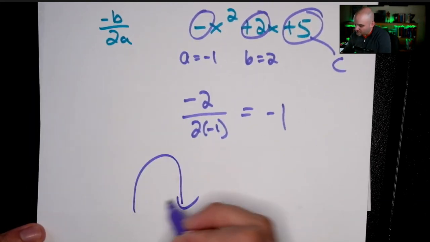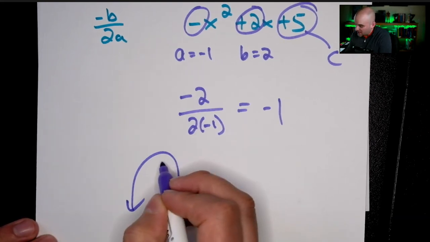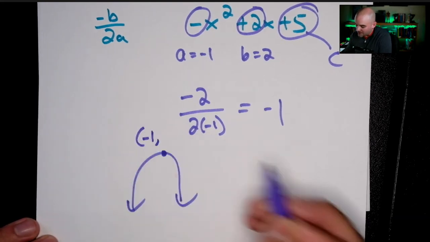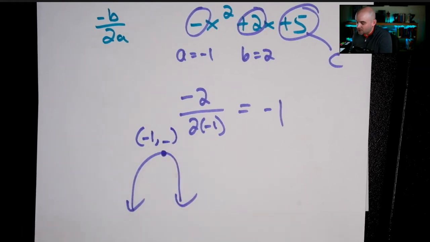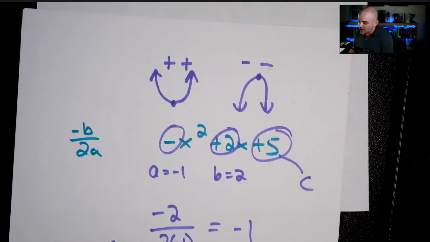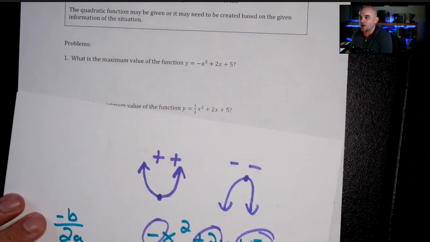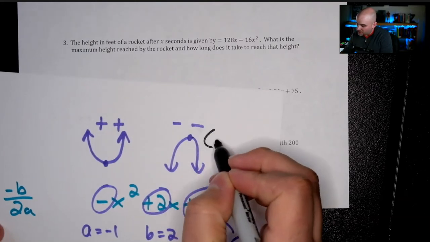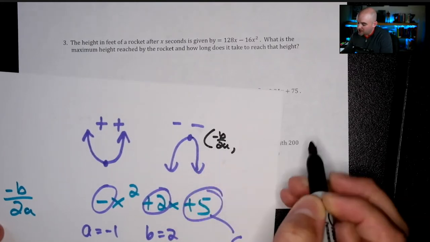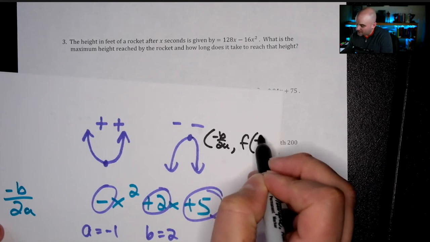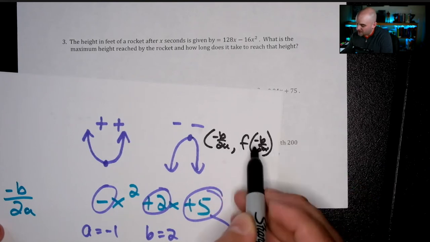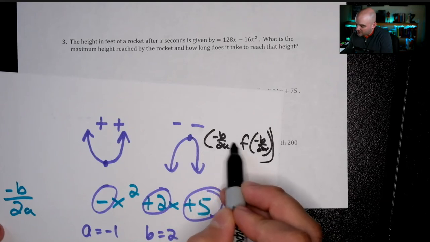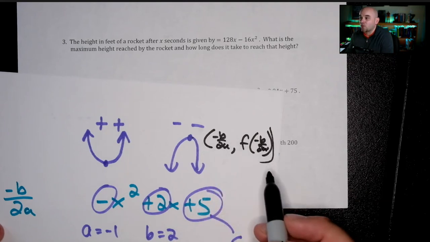So I've got a graph that looks like that, and the x-coordinate here is going to be at negative 1. I still want to know where the y value is. To figure out the y value, I'm going to substitute it back into the equation. Technically, it's a little bit abstract to put it like this, but this max value occurs at negative b over 2a, comma, f of negative b over 2a. All I'm doing is plugging this x value into the function and getting the y value out of it.